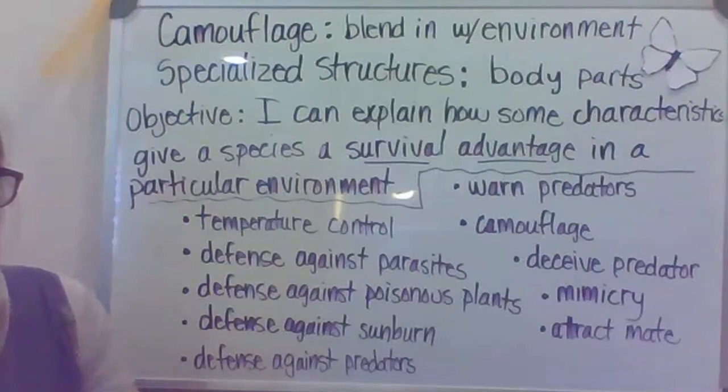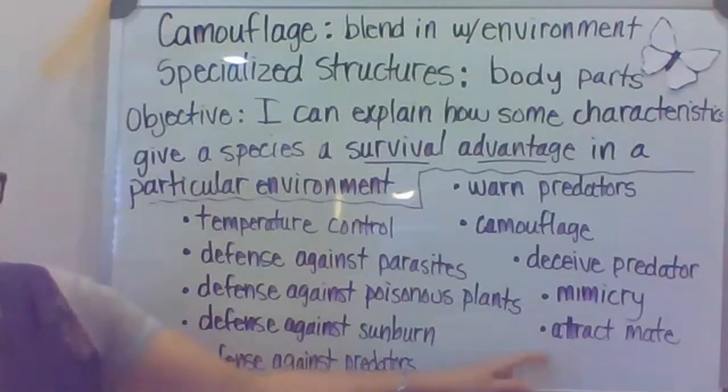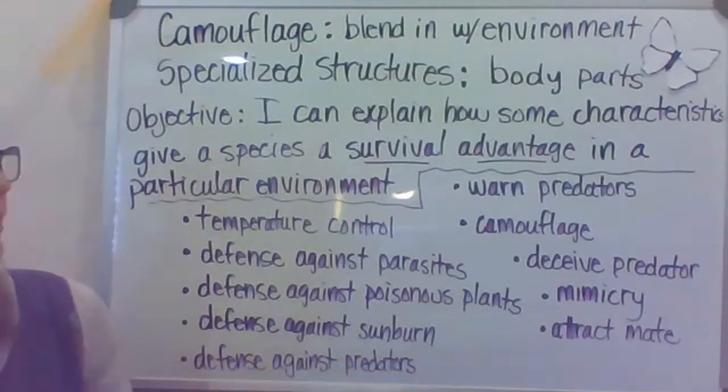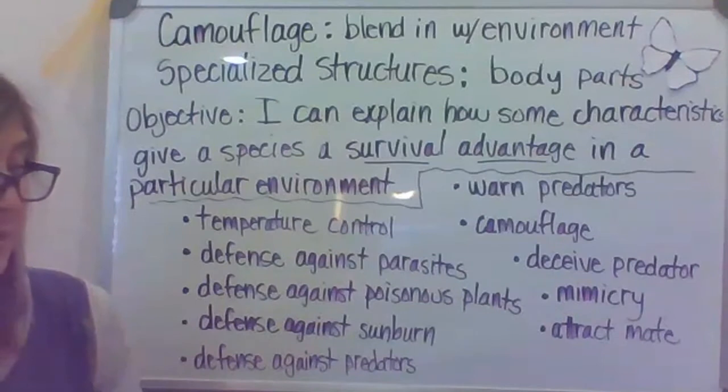Let's see. And the last one here is they might have the survival advantage to attract a mate. So if you want your species to continue on year after year, you want to be able to mate. And so some birds and some butterflies have brightly colored wings to attract their potential mates. So again, just different colorations would help them to attract a mate.